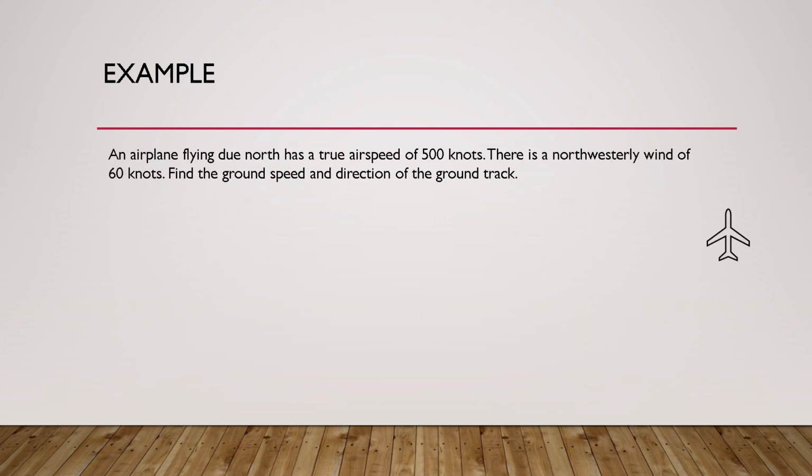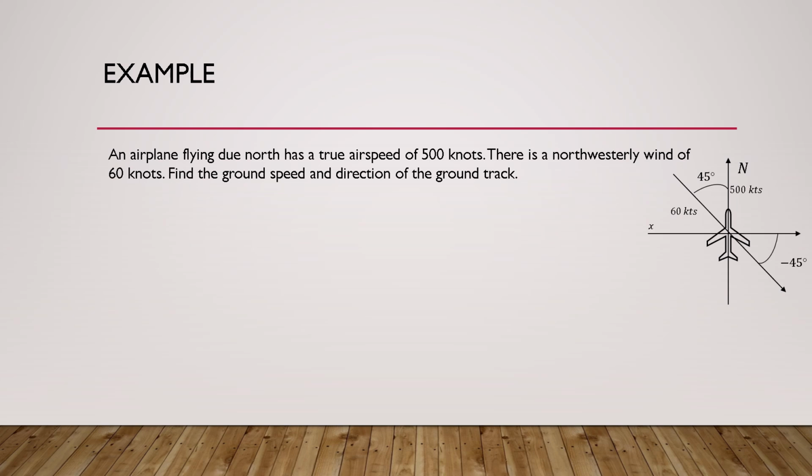An airplane flying due north has a true airspeed of 500 knots. There is a northwesterly wind of 60 knots. Find the ground speed and direction of the ground track. Northwesterly is defined as midway between directly north and west, or 45 degrees to the left of the aircraft's heading. When related to the positive x-axis, this becomes negative 45 degrees.